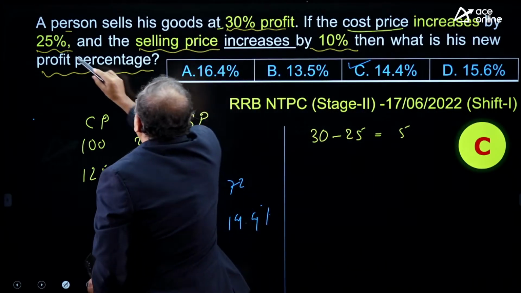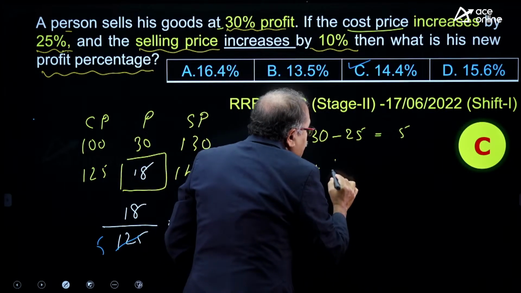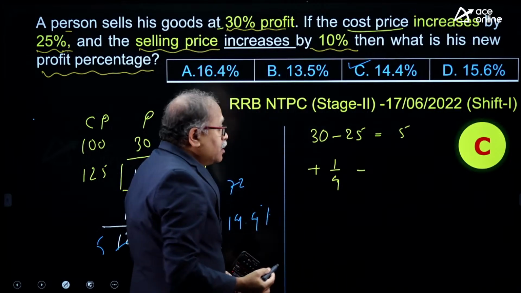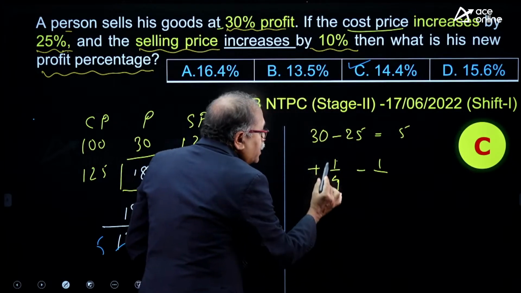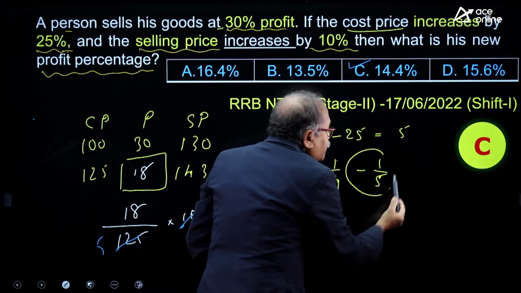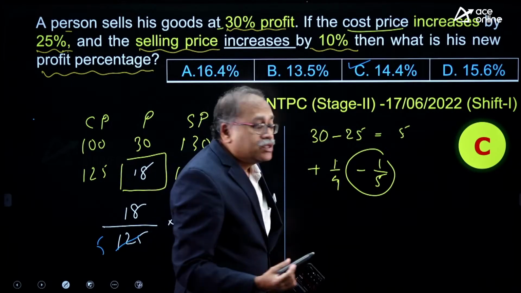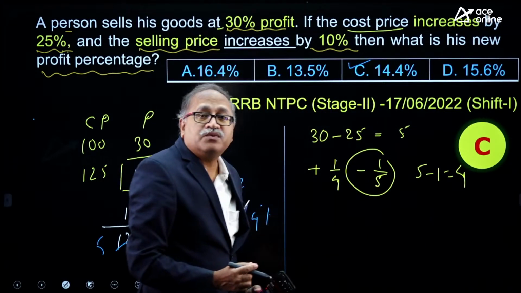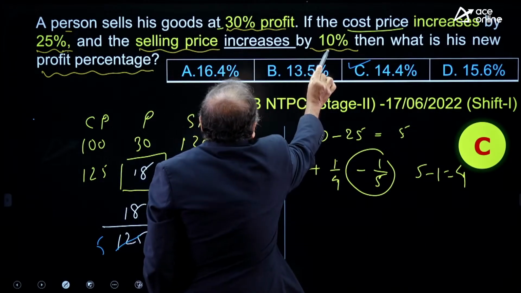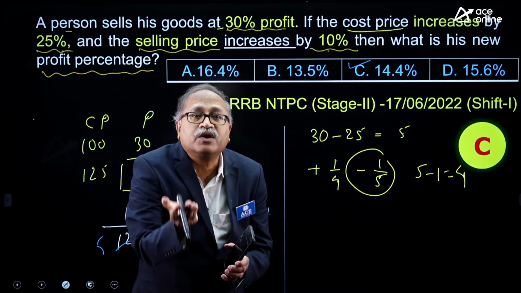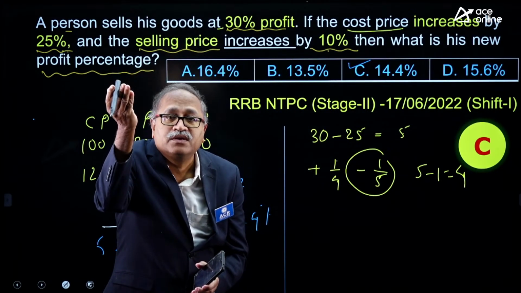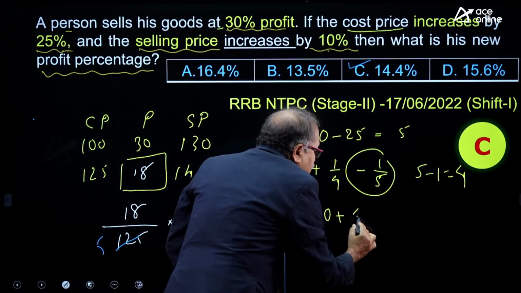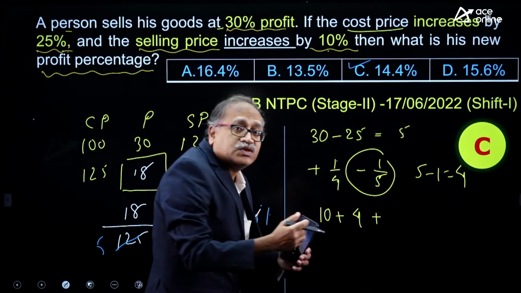Now, as the cost price is increased by 25%, that means plus 1 by 4, the profit will decrease by the same 1 by 4 plus 1, that is 5. So, what is 1/5 of 5? That is nothing but 1. So, what is my new profit? 5 minus 1, that is 4, is my new profit. And as the selling price is increased by 10%, the profit will increase by 10%.